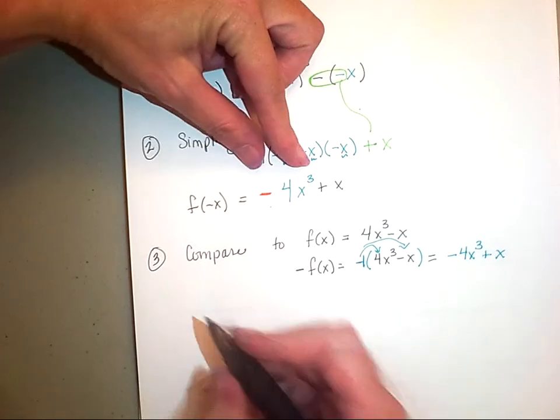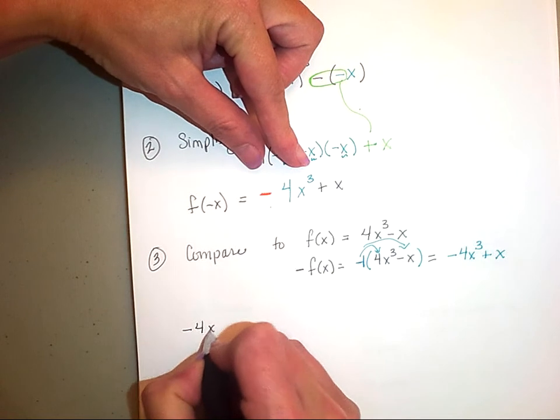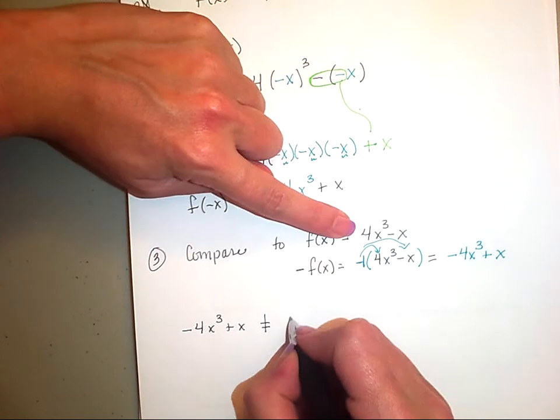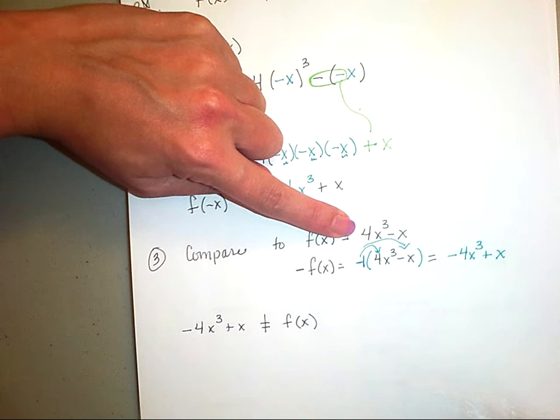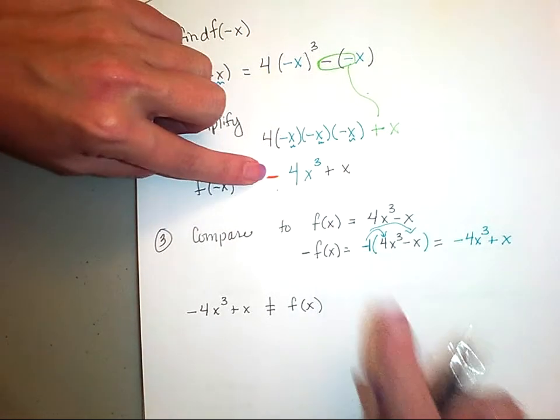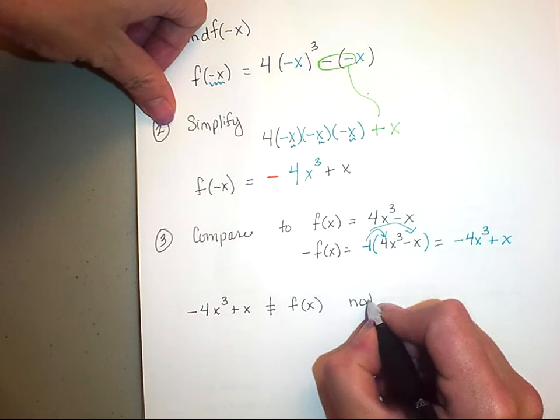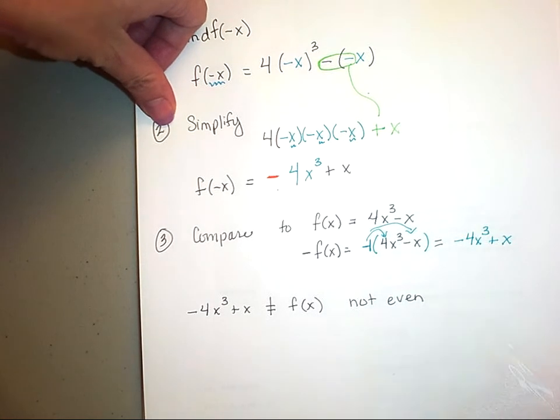Alright, so here's f of negative x. Negative 4x cubed plus x does not equal the original function. Here we have a negative, here we have a positive. They are not equal. So this means this is not an even function.